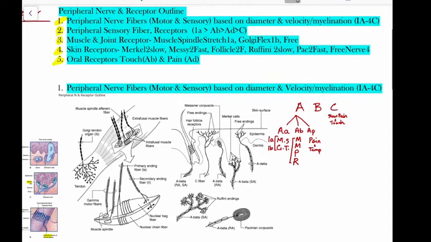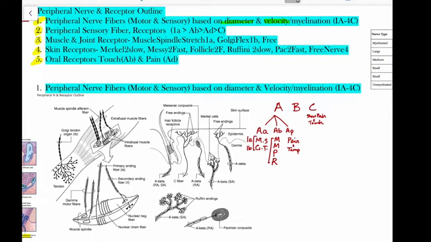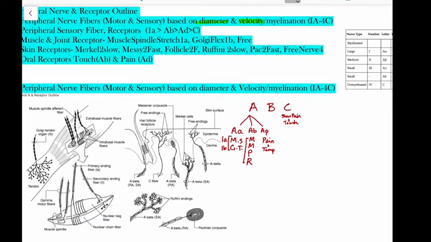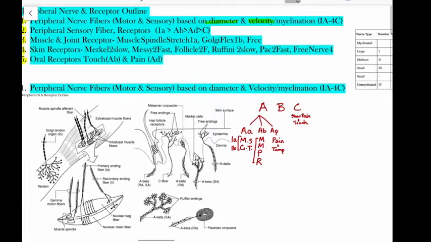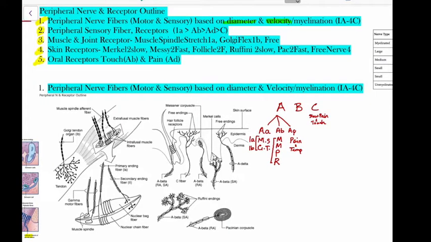So we have motor and sensory, and they're based on the diameter and the velocity. And then we know they go from 1 through 4. And 1 is the largest and most myelinated and the fastest. And then 4 is the slowest, slow pain, unmyelinated. And here in point 2, we talk about their increase in myelination, or this is a rank of their velocity. So 1A the fastest, 1B, 1 delta, and then C is the slowest, slow pain.